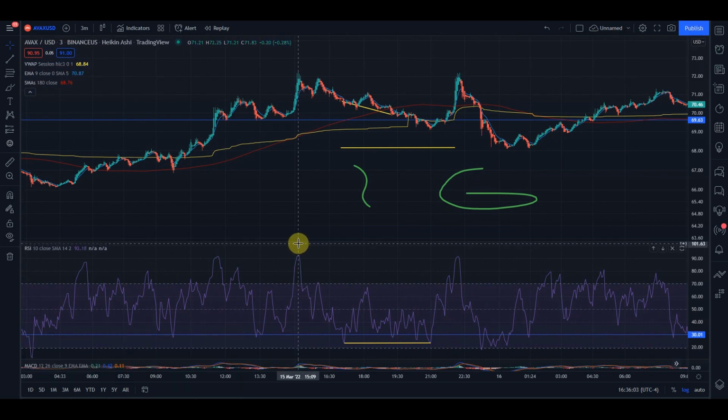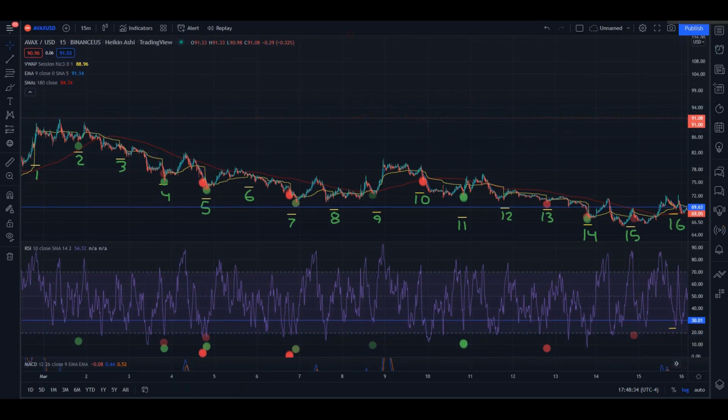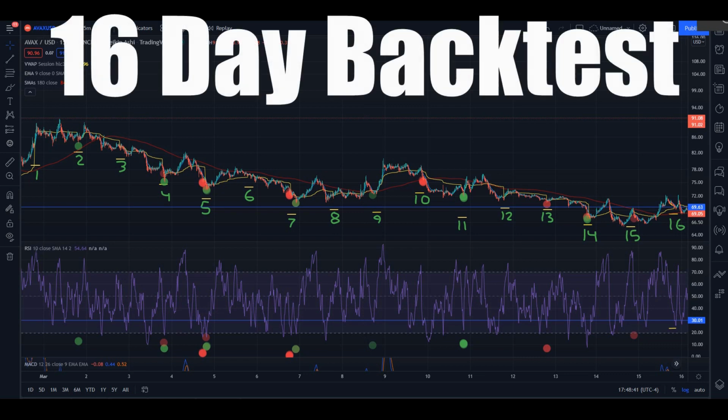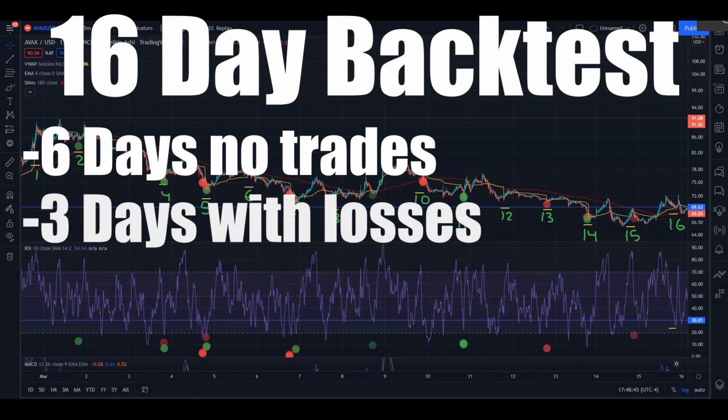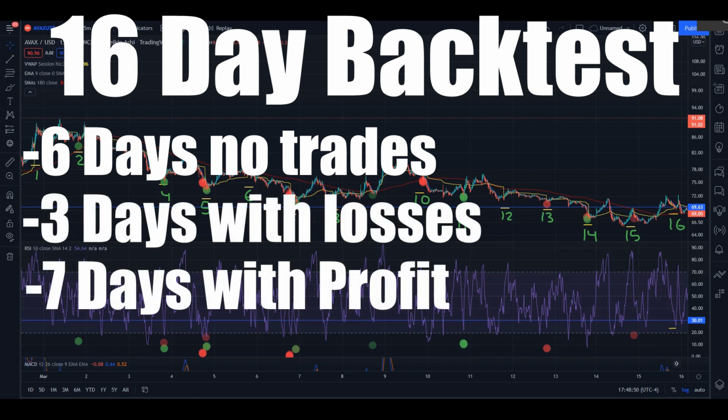So here are the final results. Overall, almost every time the RSI went below 19.5, there is money to be made. Out of these 16 days, 6 days resulted in no trades, 3 days resulted in losses, and 7 days resulted in profit. More tests with different market conditions need to be done, but so far, given the market in a volatile downtrend, it seems to be very profitable in a time where holding was very unprofitable.